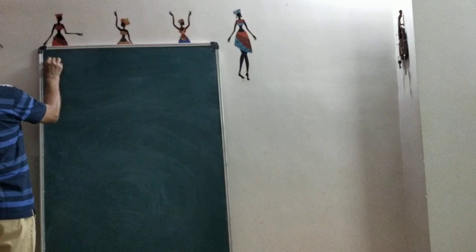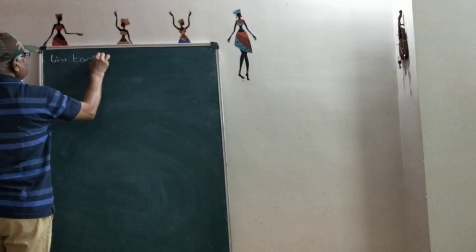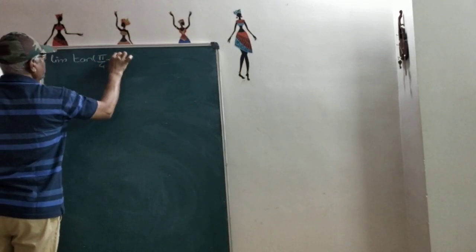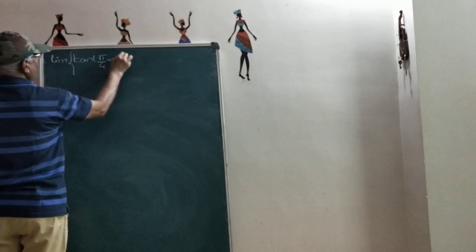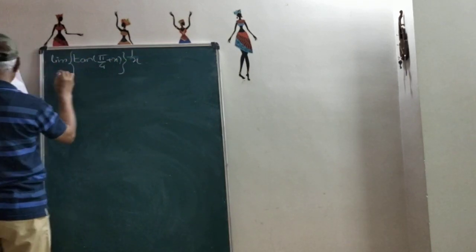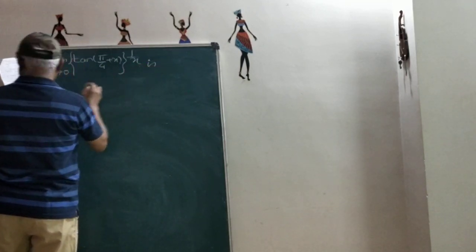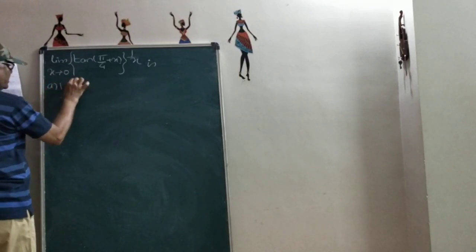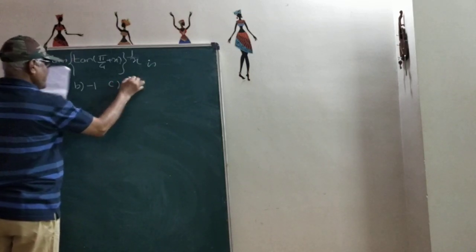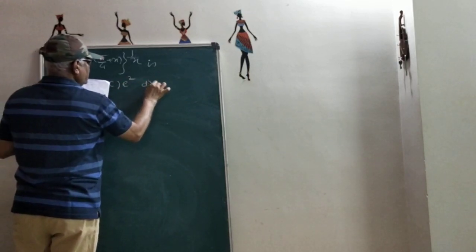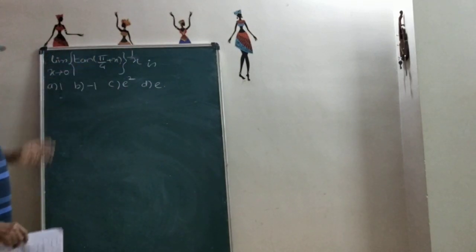Limit of tan of (pi by 4 plus x) raised to 1 upon x as x tends to 0 is: the first option is 1, second option minus 1, third option e square, and the next one is e.